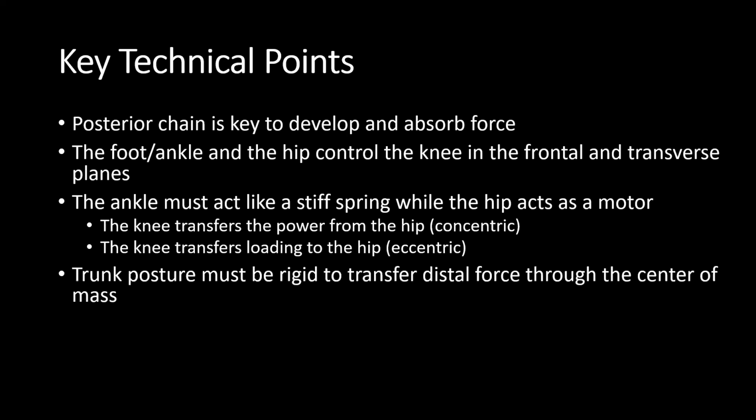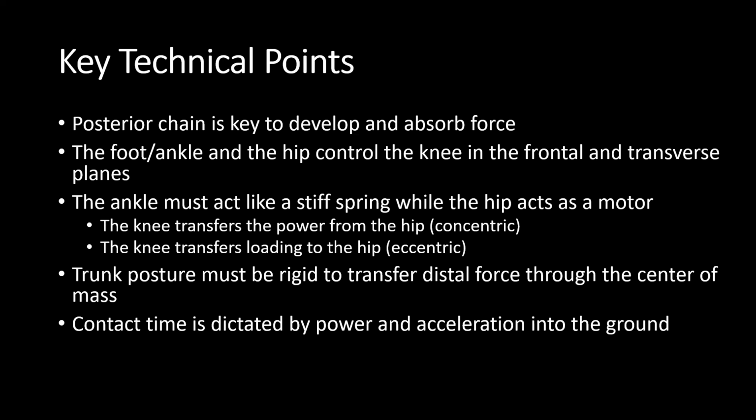Okay. Our trunk posture needs to be rigid in order for us to transfer that force through our center of mass. If we do not keep a rigid trunk, we are losing force from our hip. So our hip tries to produce this force. It's producing it on the way down, but as it's transitioned up into our center of mass, if we are not bracing and creating a rigid trunk, we are going to lose energy through our torso. We're going to lessen the height or distance that we achieve within that jump.